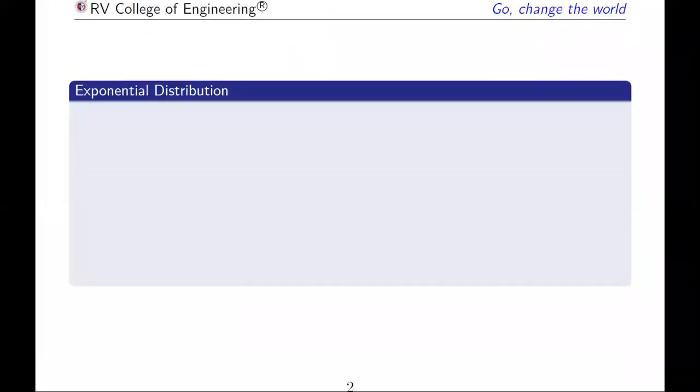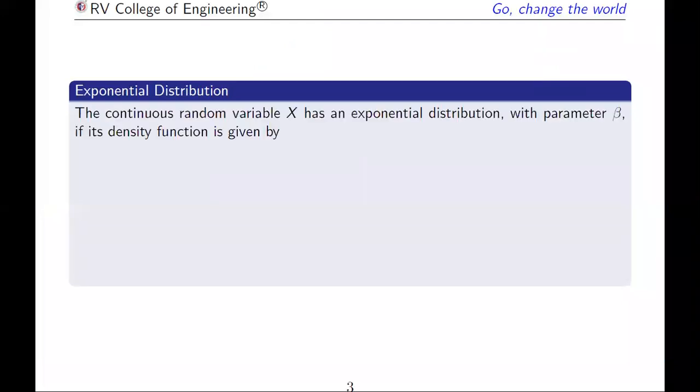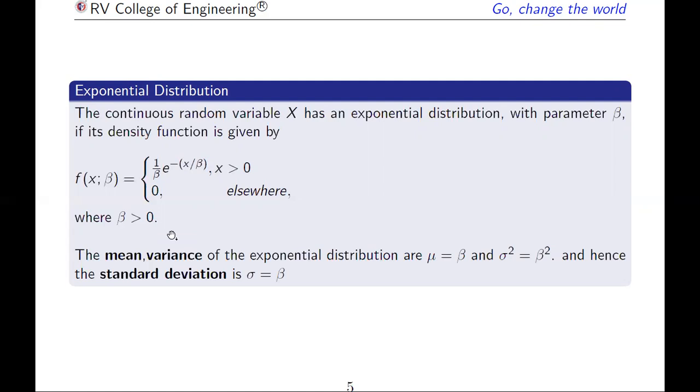Consider the exponential distribution. The continuous random variable x has an exponential distribution with parameter beta if its density function is given by this function. We observe that it is non-zero whenever x is greater than 0 and 0 otherwise, where beta is greater than 0. For such a distribution, the mean and variance are beta and beta square, and hence the standard deviation is beta.